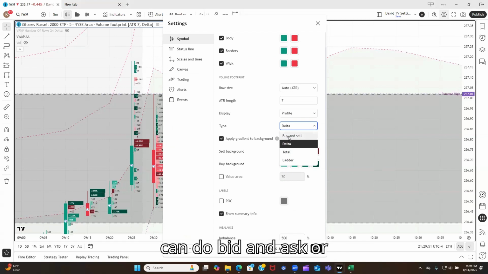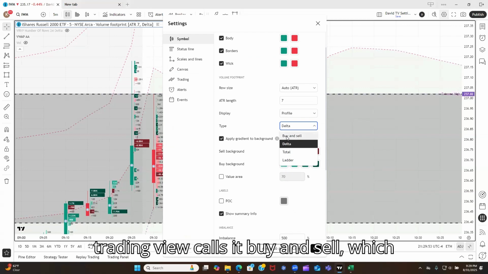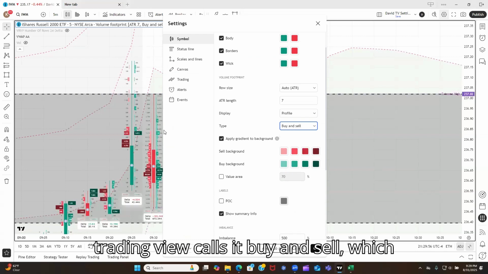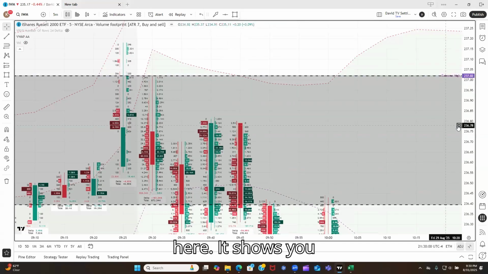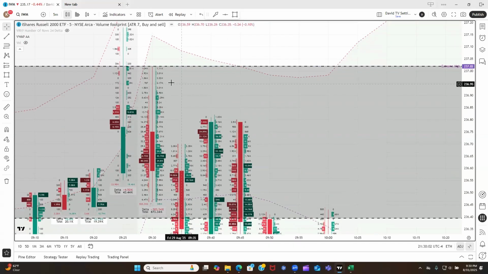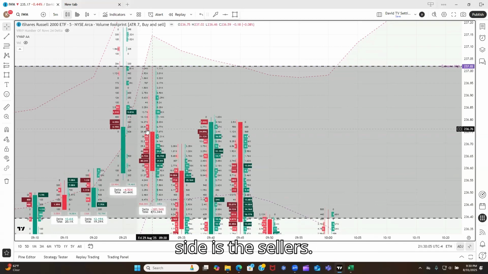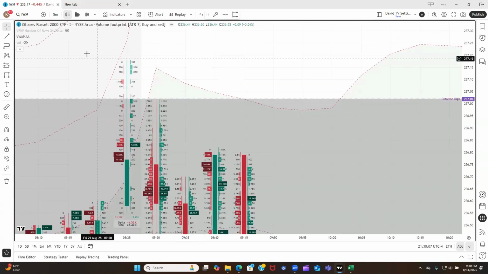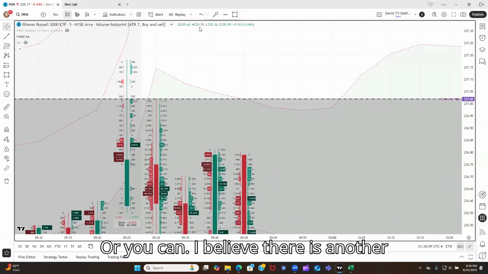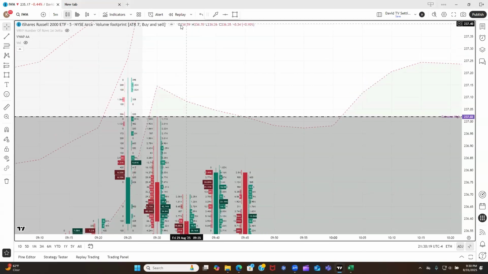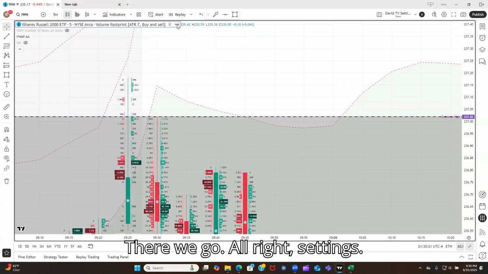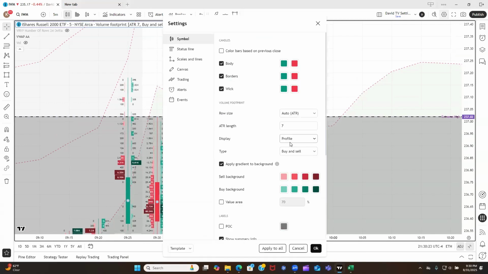Delta green is buying, red is selling. You can do bid and ask, or TradingView calls it buy and sell, which basically shows you, on the right side the buyers, left side the sellers. Or I believe there is another setting that you can look at as well. Let's see if it will allow me to go to the settings. There we go.